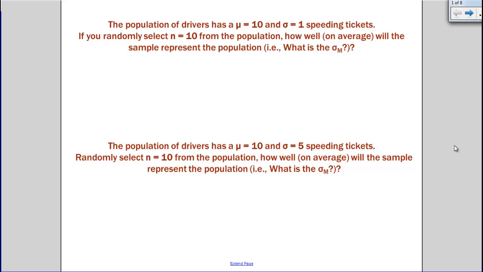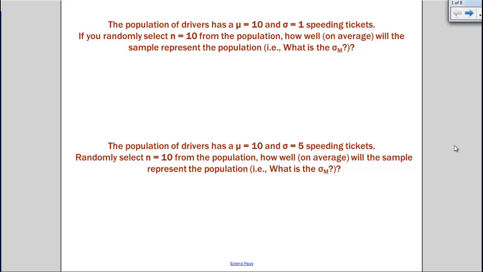All right, so we have a population of drivers with a mean of 10 speeding tickets and a standard deviation of 1 speeding ticket. So looking at that, just as a review, you know that if it's a normal distribution in the population, 68% of drivers have between 9 and 11 speeding tickets.